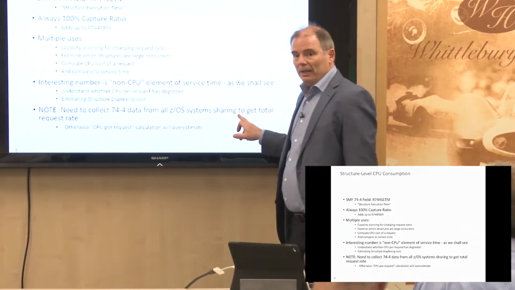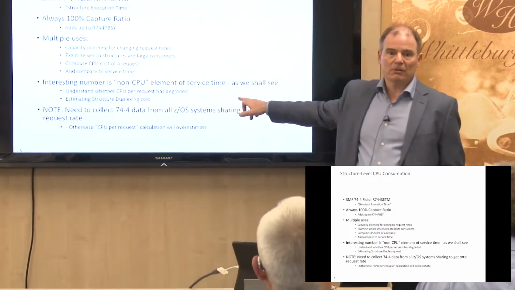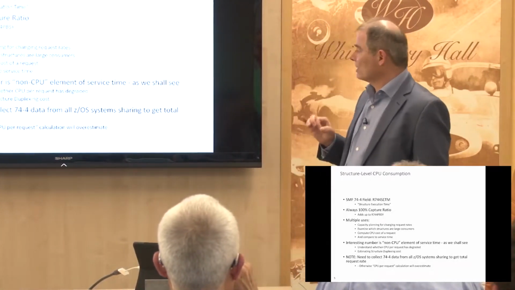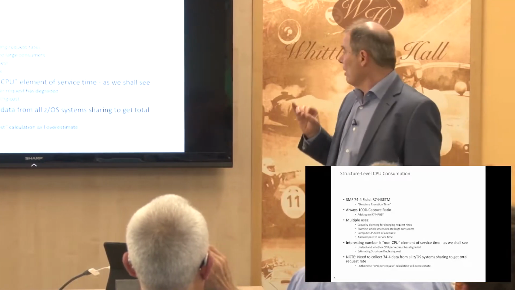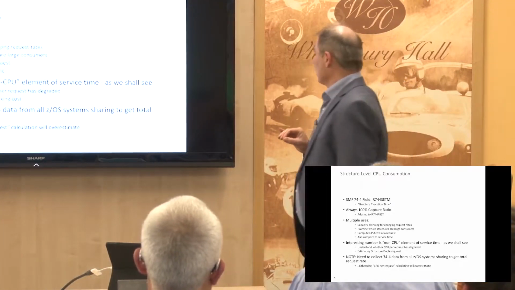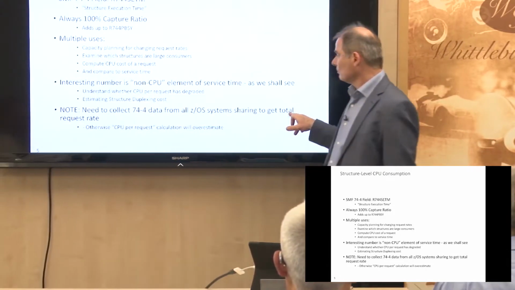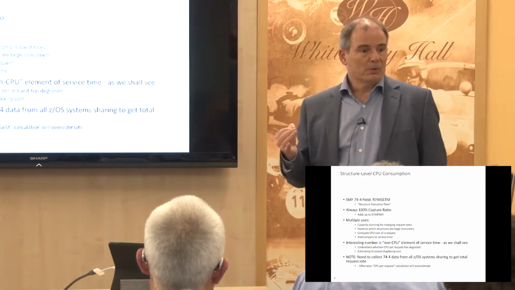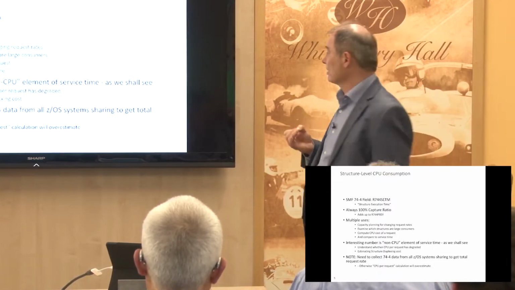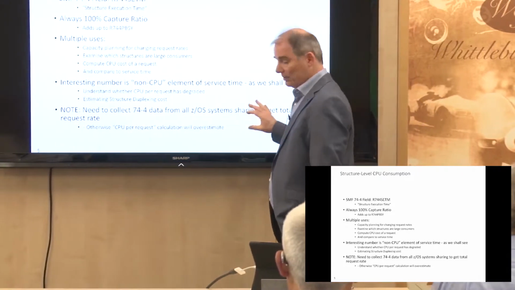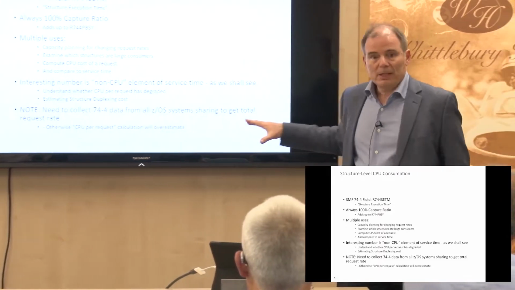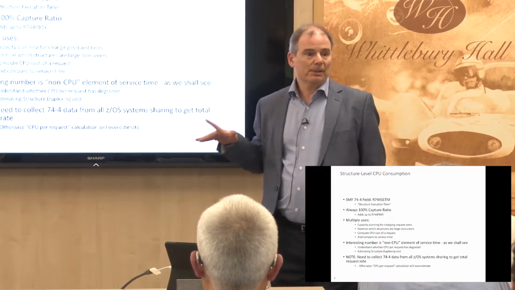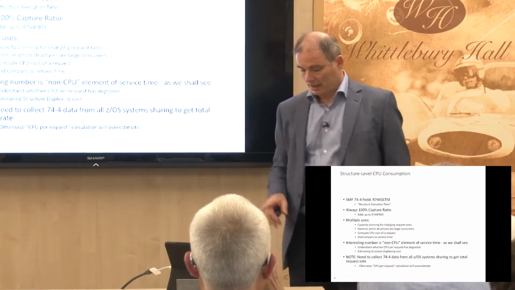One of the key things here, and this reinforces something I say about all RMF data, is that in this particular case you absolutely do need to collect the 74 subtype 4 data from all the z/OS systems sharing, to get total request rate. Otherwise, CPU per request is going to have too small a divisor, because you're missing the traffic from certain systems. That plays with a theme of mine, which is get RMF data, whatever you're doing with it, from all the systems you possibly can in the Plex and machines to get a complete picture.